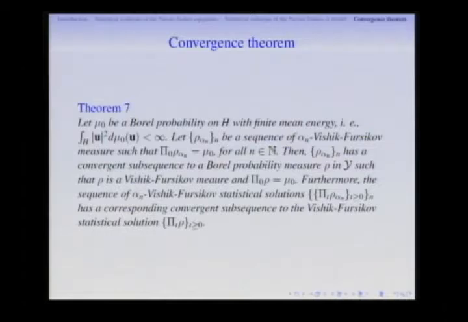And we have the same result for the statistical solutions, which says that if you just consider the projection of these measures here, then we have alpha Vishik-Fursikov statistical solutions, and the corresponding convergent sequence will converge to a Vishik-Fursikov statistical solution, which is, as we already know, a Foias-Prodi statistical solution.